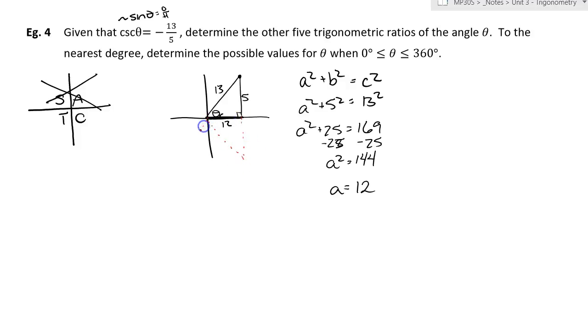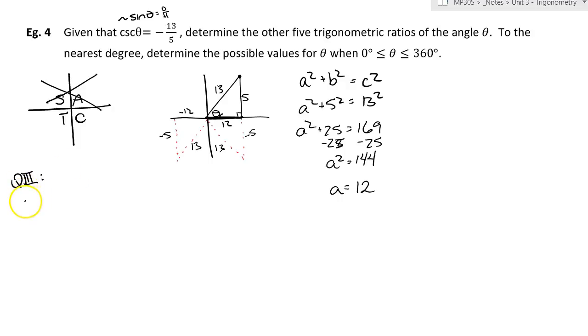So our actual potential triangles are going to be in quadrant 4 and quadrant 3. So in quadrant 3, we're going to be dealing with negative 12, negative 5, and 13. In quadrant 4, we're going to be dealing with positive 12, negative 5, and 13. Given that information, we're now going to be able to write all of our trigonometric ratios.